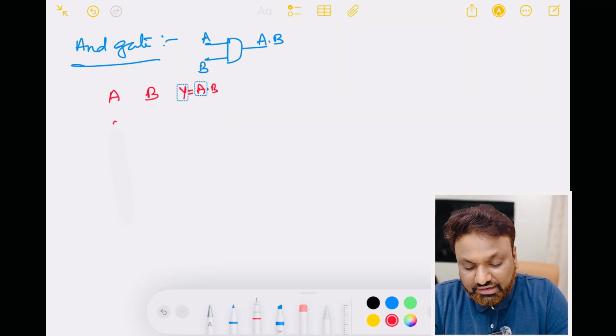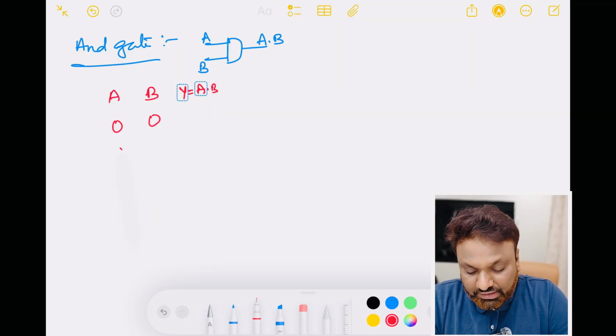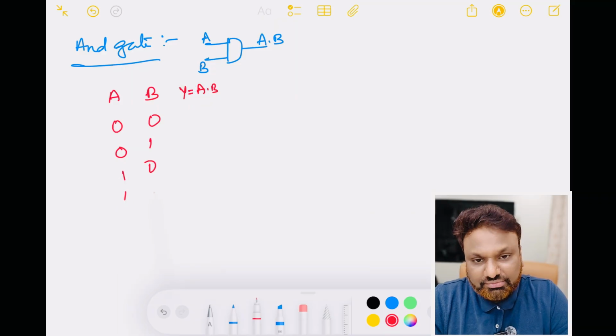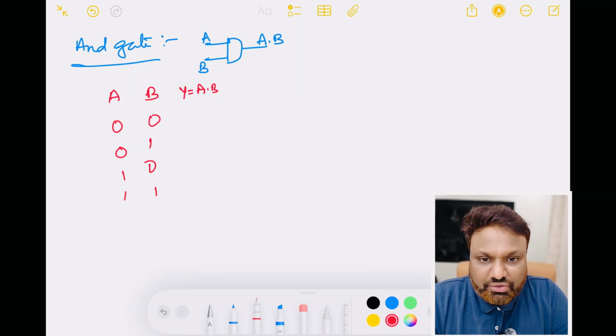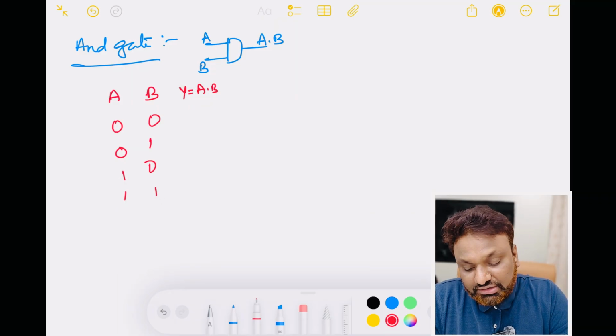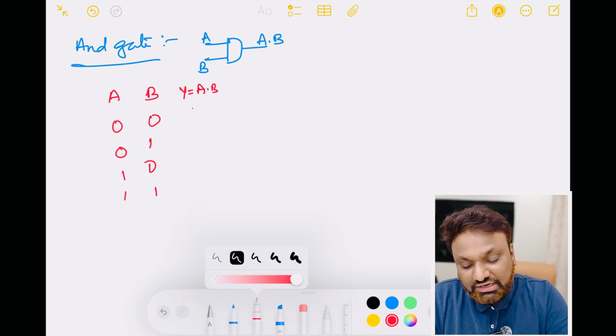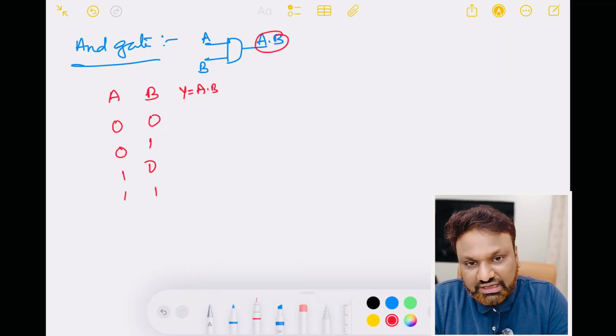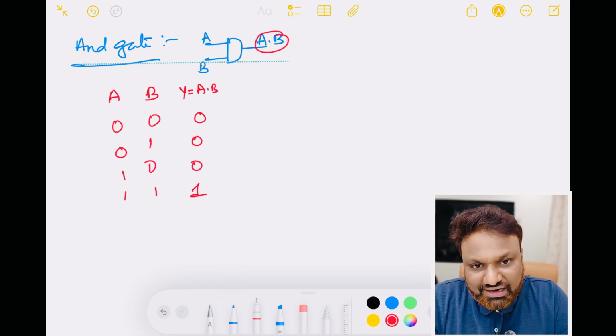So A and B can have 0 0, 0 1, 1 0 or 1 1 values. With 2 inputs, I can get 4 combinations. So what is this one? Y is equal to A into B. A into B means whatever the inputs I have, the multiplication of the inputs is my output. 0 into 0 is 0, 0 into 1 is 0, 1 into 0 is 0, and 1 into 1 is 1, correct. So this is the truth table for the AND gate.